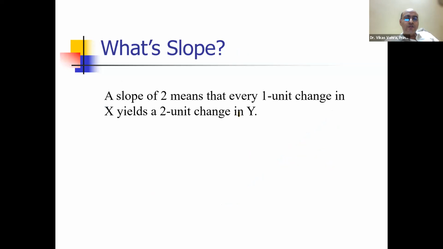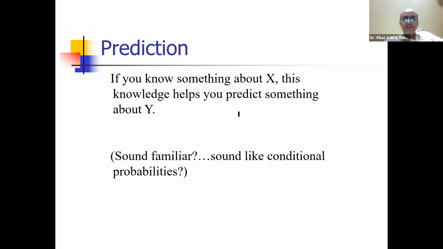So what can the slope be defined as? It is a slope that, suppose it is 2, means that every 1 unit change in x yields a 2 unit change in y. If the slope is 2, that means every 1 unit change in x will change 2 units of y. This is slope. And prediction: if you know something about x, this knowledge helps you to predict something about y.